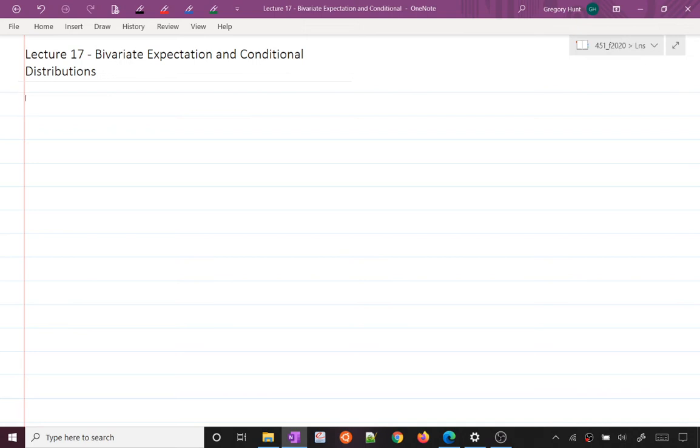We're going to continue our lecture from last time, and talk today about bivariate expectation, and we're going to start talking about conditional distributions. So let's start with the definition, and we're going to spend most of the lecture today looking at this definition in different contexts, and this is the definition of bivariate expectation.